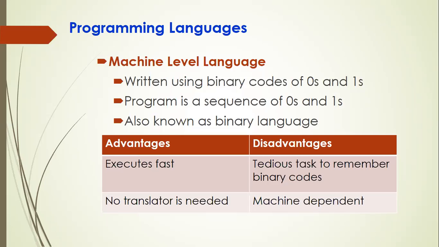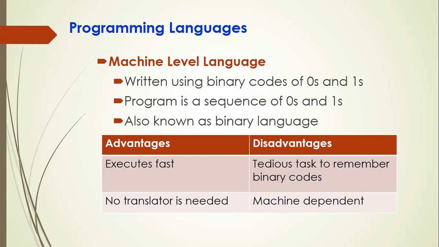A machine language has its own advantages and disadvantages. Since in a machine language program the whole program is written with the two symbols 0 and 1, the computer can understand it directly. Hence, machine language programs execute fast.